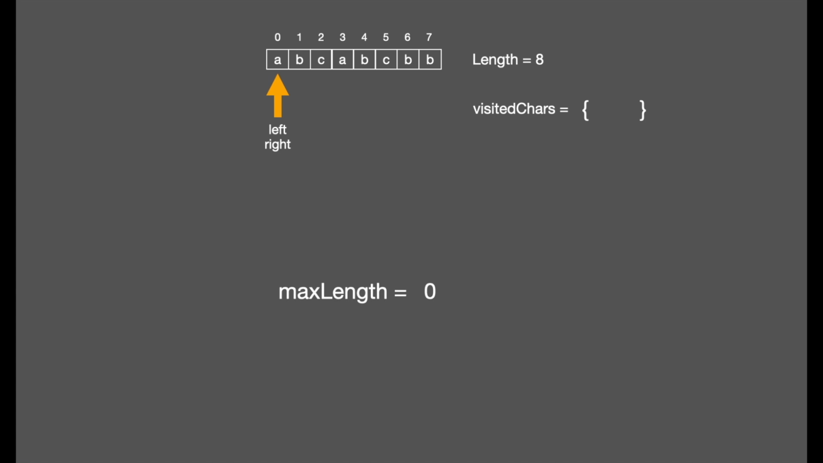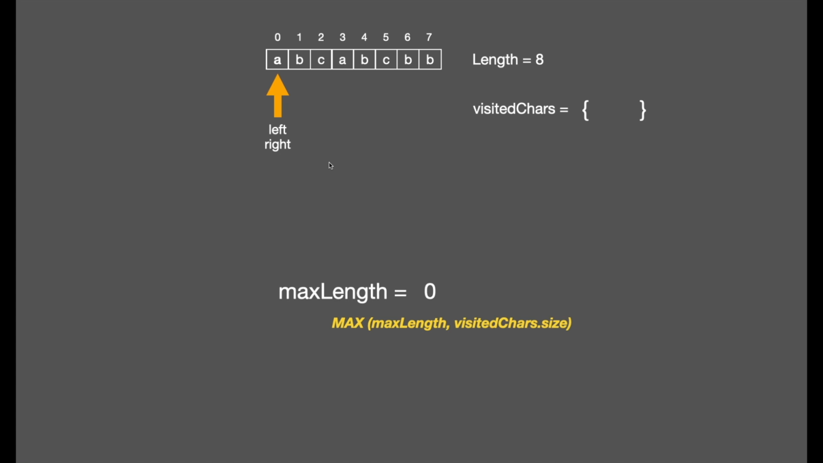This is the string. This is the index of each character in the string, and the length of the string is 8, and we will initialize the left and right pointers at the 0th position of the string. We will have one visited character set object to hold all the visited characters while running through the algorithm, and we will have another variable, max length, which holds the current max length value while running through the algorithm, and this max length will be decided by the max of the current max length and the visited character size.